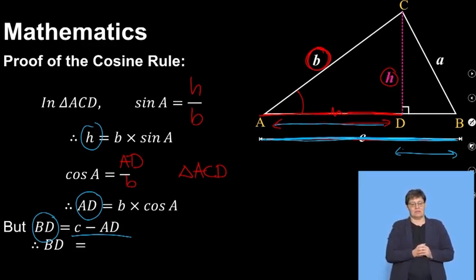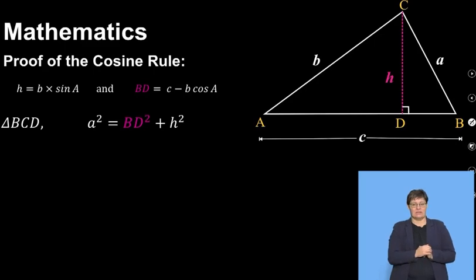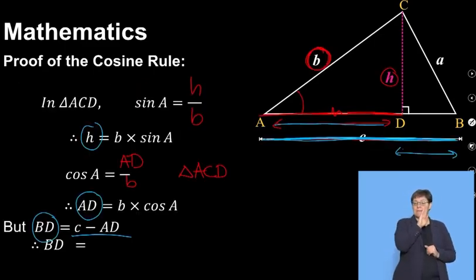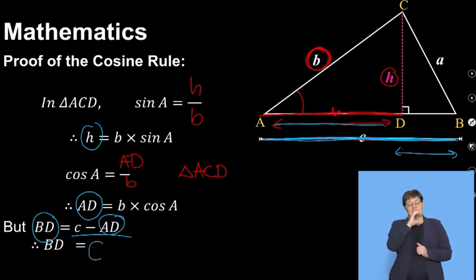Okay, so BD was equal to C minus AD. Let's continue. Sorry, there was something that I forgot to write in here. So BD was equal to C minus AD. But remember, we had this expression for AD, which we now needed to substitute in here. So BD was equal to C minus, and whatever we had for AD, I'm going to substitute in here.